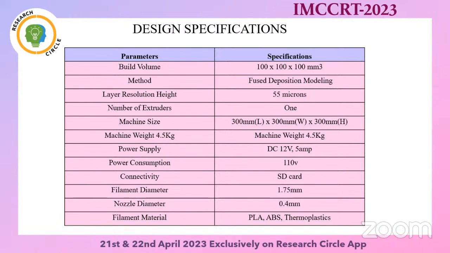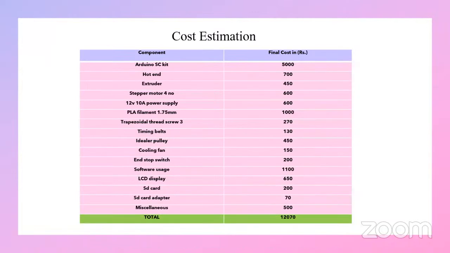The power supply is DC, 12 volt and 5 amperes. Connectivity is by SD card. Filament diameter is 1.7 mm. The nozzle diameter from which the material comes out is 0.4 mm. And the filament that we can use is PLA, ABS, thermoplastic, etc. This is the cost estimation in which we built our 3D printer. The total cost is 12,000 rupees.